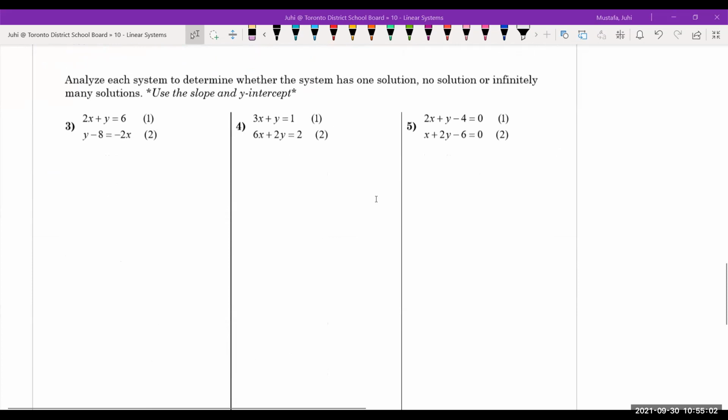Let's just pick one of these and try them. Which one do you guys wanna pick? 3, 4, or 5? Actually, let's pick 2 of them. So let's do question 3 and let's do question 5.